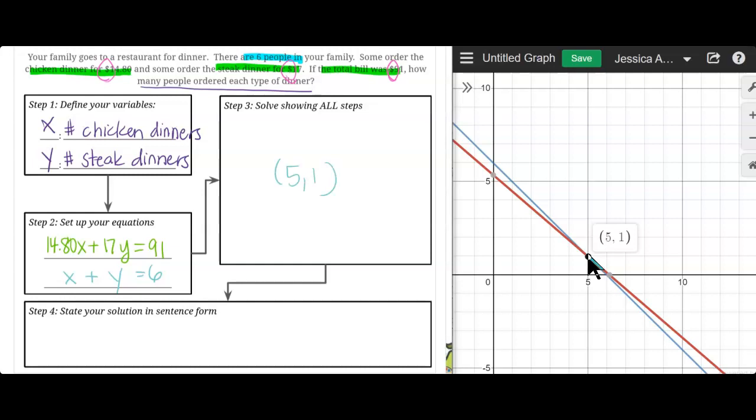They wanted each type for my answer, so I know that my final answer will be we ordered 5 chicken and 1 steak meals. It's important for you to make sure that you know which type of meal was ordered.